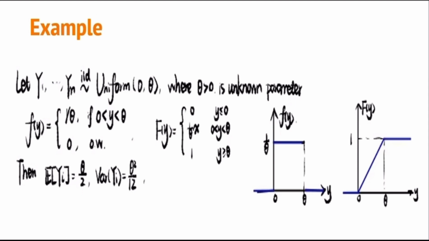Let me tell you this. If we want to work with a population, we need to first have an understanding of the underlying probability distribution of the population of interest. And of course, we need to know what the expected value of Y is and what the variance of Y is.